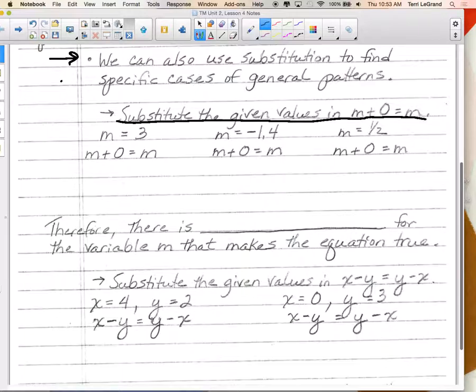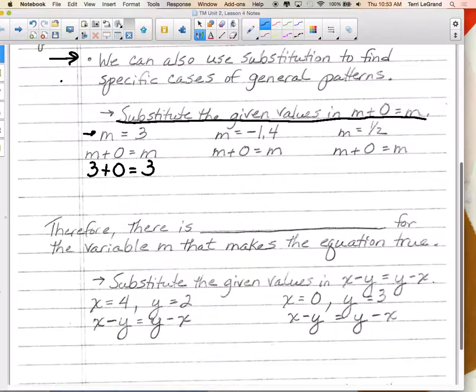in m plus 0 equals m. So our first given value is m equals 3. So we're going to substitute 3 in for m in both spots. Go ahead, do this on your notes, please. We're going to substitute 3 in for m in both spots. And then we're going to do some evaluating here. We're gonna clean this up.